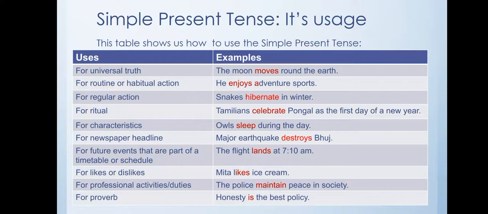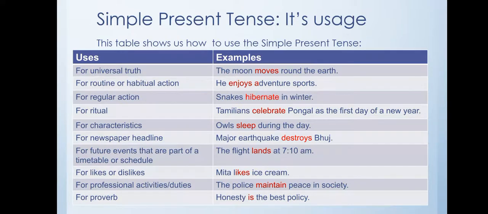Now, I hope you have understood the uses of simple present tense, where to use it: for universal truth, for routine or habitual action, for regular action, for ritual, for characteristic, for newspaper headlines, for future events that are part of a timetable or schedule, for likes or dislikes, for professional activities and duties, and for proverbs.